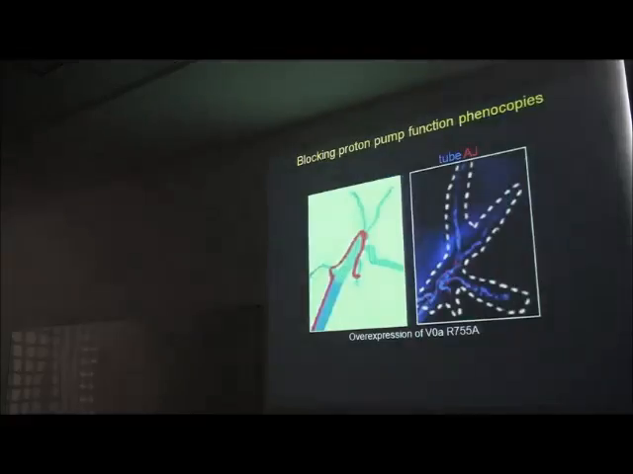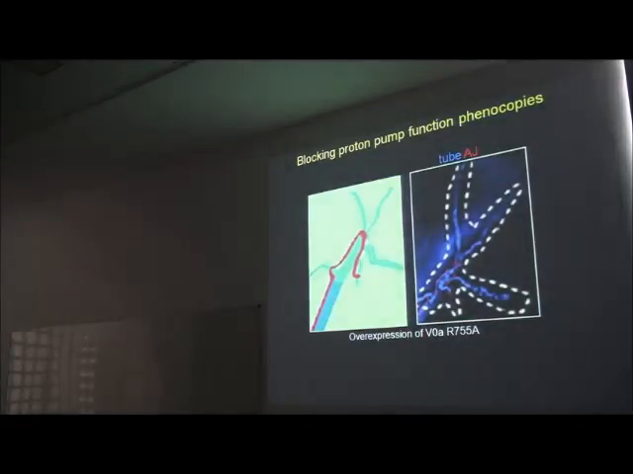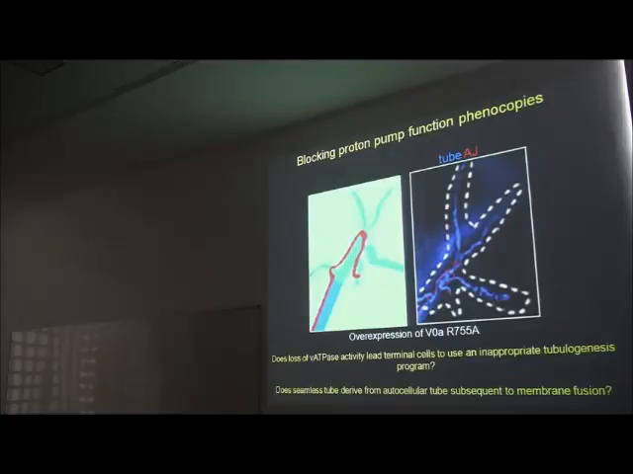So that's just a quantification. And then to verify that it wasn't a structural role of the whole enzyme, but the enzymatic role, we also looked at a point mutation in the V0A subunit, R755A mutation, that allows assembly of the whole enzyme but specifically blocks the proton pump function. And that gives us, again, these adherens junctions that are running along what should have been seamless tubes.